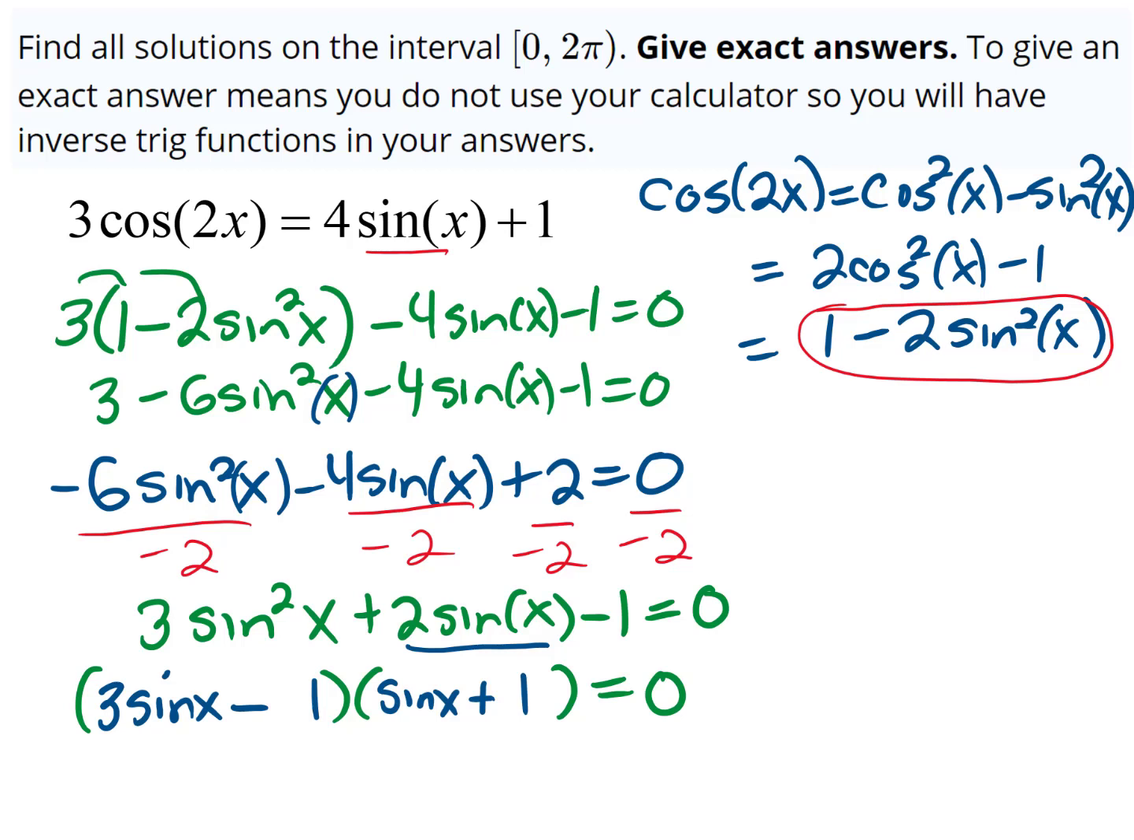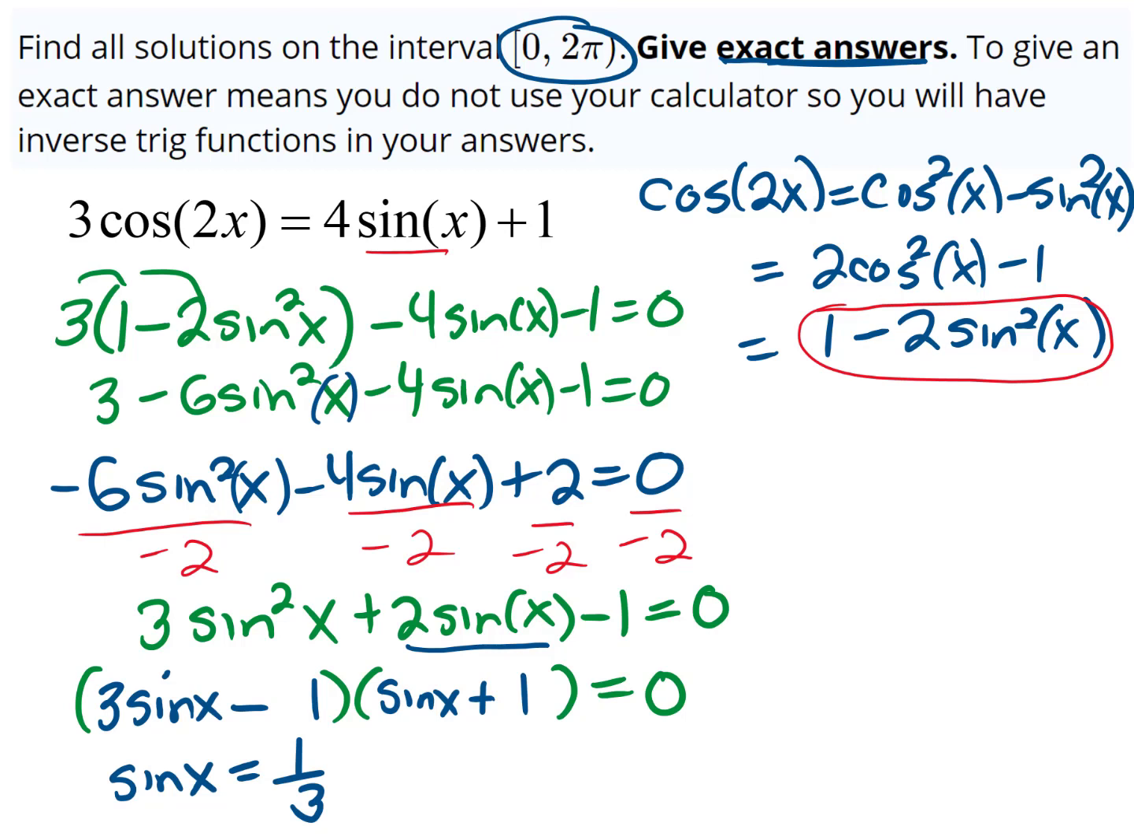Now I need to set each factor equal to 0 and solve it. And I'm going to do that in one step because I'm kind of out of room. So the first one, if I set this equal to 0 and solve it, I move the 1 over and divide by the 3. So one of my equations, I need to figure out what angles have a sine of 1/3 between 0 and 2 pi. That's not a unit circle value, but I'm supposed to give exact answers, so I'm going to need to write this in terms of an arc sine.